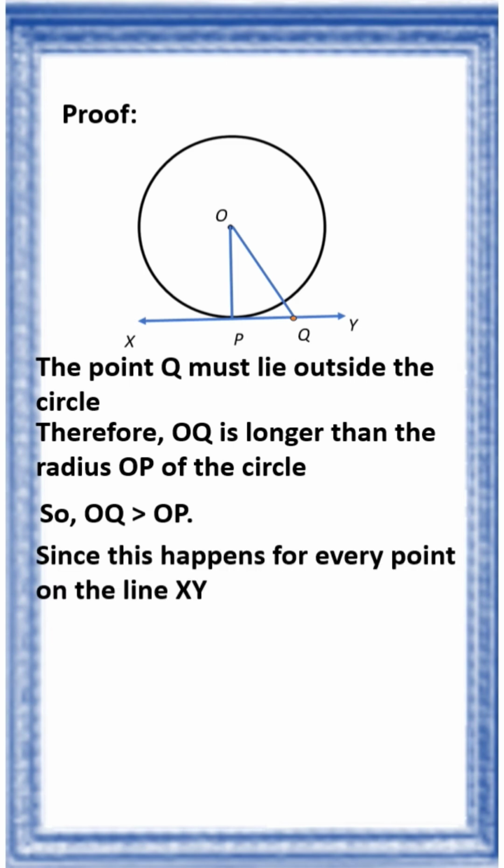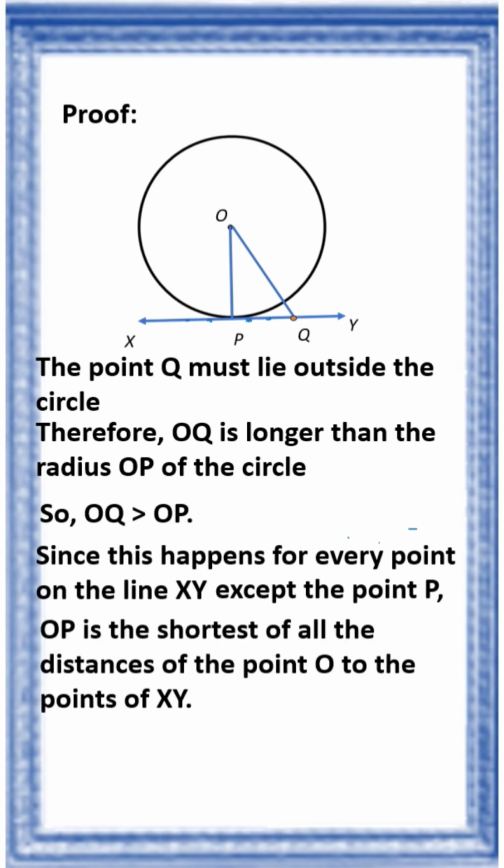Since this happens for every point, if Q is here also, OQ is greater than OP. If Q is here also, here also, here also, every point on the line XY except for the point P. OP is the shortest of all distances from O to the points of XY. So OP is perpendicular to XY.